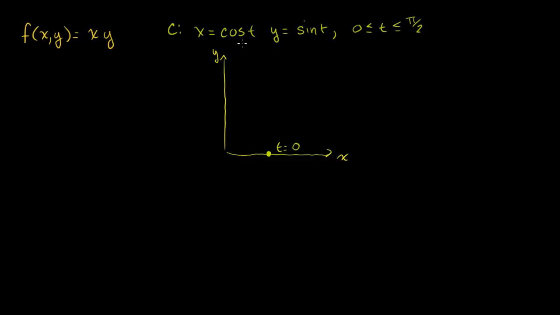Cosine of pi over 2, right? That's the angle. Cosine of pi over 2 is 0. Sine of pi over 2 is 1. So we're going to be at the point 0, 1. So this is when we're at t is equal to pi over 2.